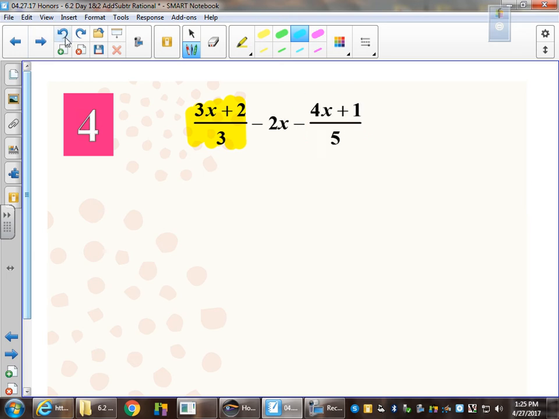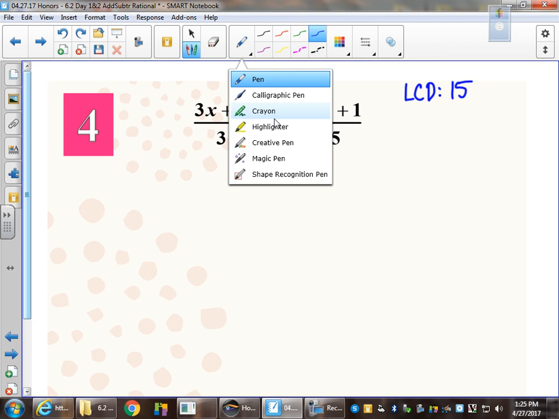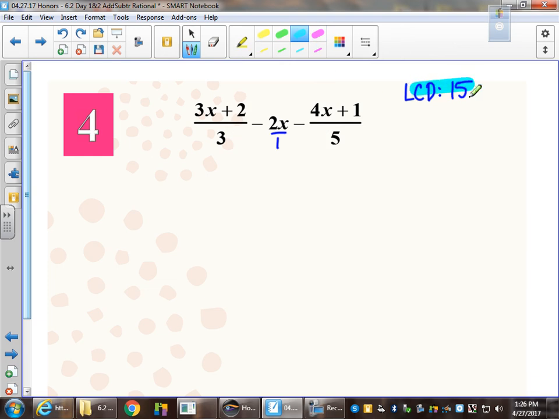At first, it could maybe throw us off that 2x doesn't have a denominator, but my question to you would be, what invisible denominator is there? And let's draw it in. Well, 2x is the same as 2x divided by 1. Now that helps me to see that the denominators I'm looking at are 3, 1, and 5. So ask yourself, what's the least common denominator for 3, 1, and 5? And the answer to that, which I hope we're all saying in our brains right now, is 15.